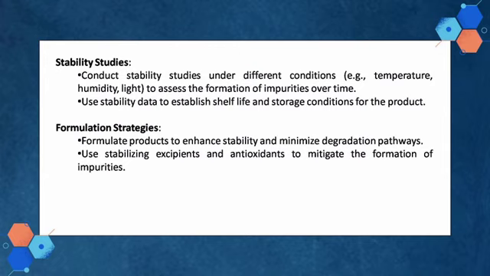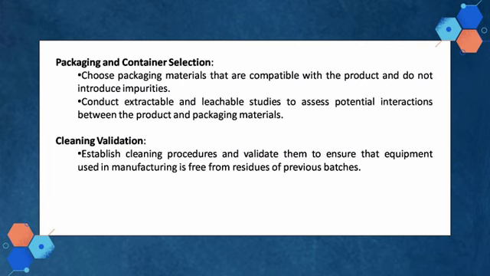Seventh, formulation strategies. Formulate products to enhance stability and minimize degradation pathways. Use stabilizing excipients and antioxidants to mitigate the formation of impurities. Eighth, packaging and container selection. Under this, choose packaging materials that are compatible with the product and do not introduce impurities. Conduct extractable and leachable studies to assess potential interactions between the product and packaging materials.